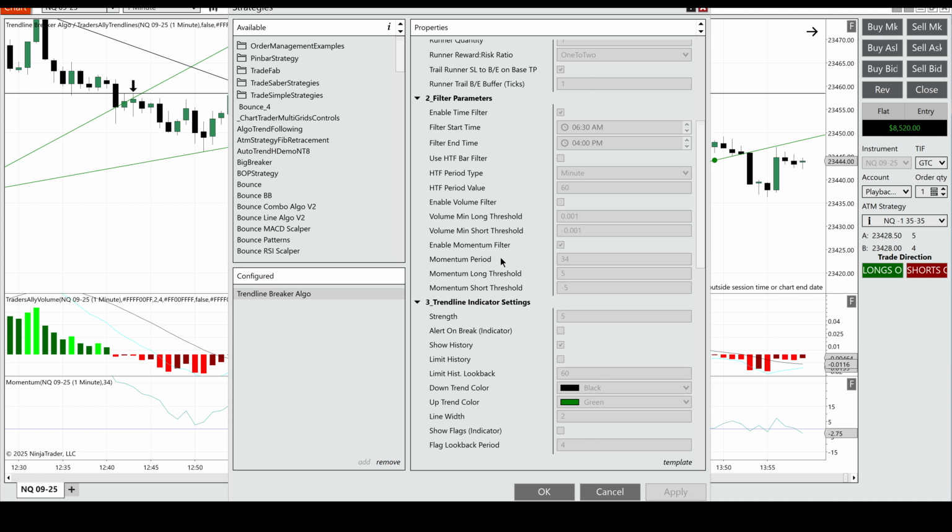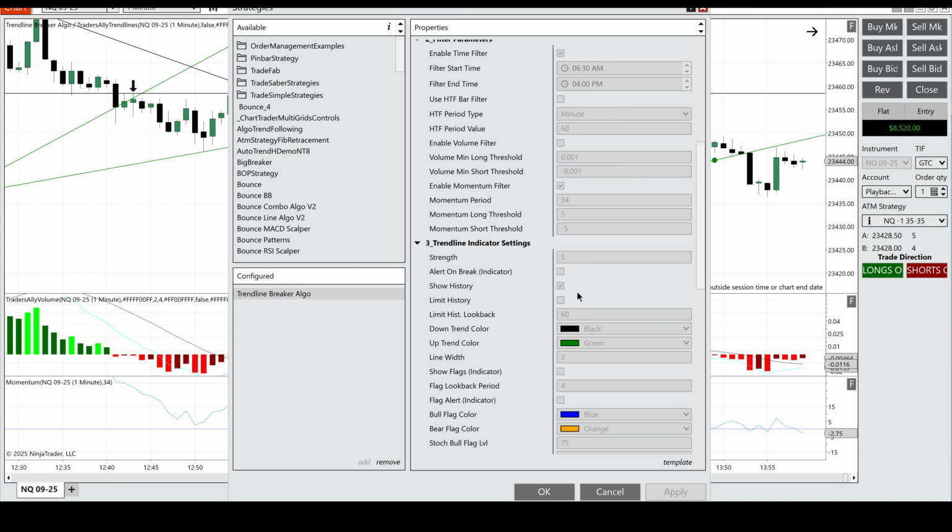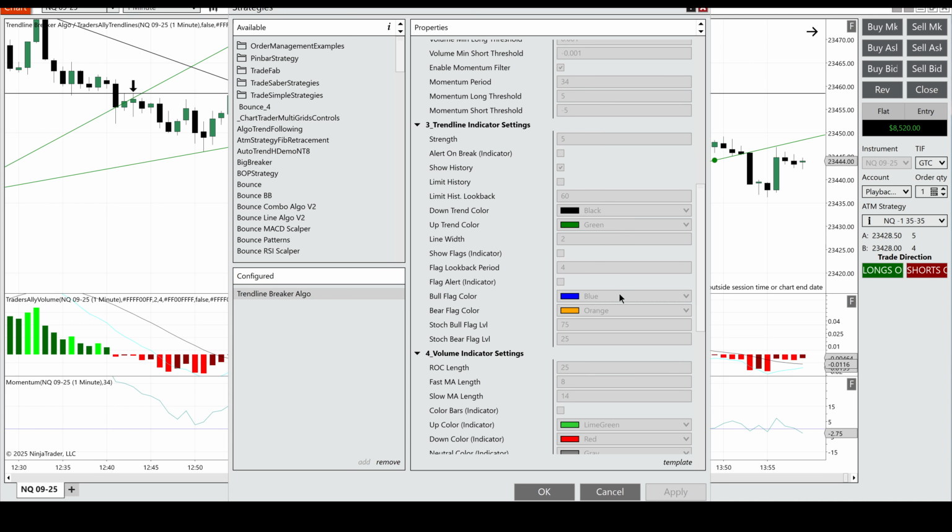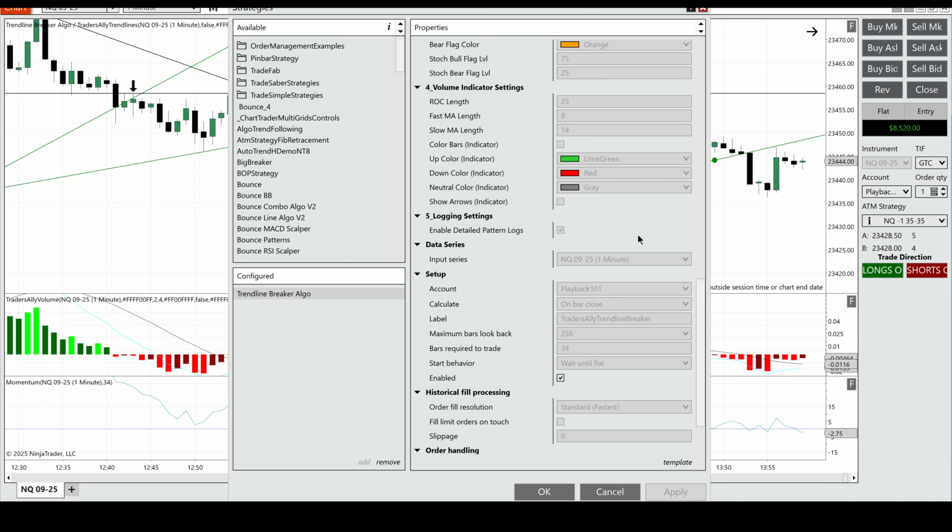But I've added this new momentum indicator. I first tested it with 7 and 14 periods, but I chose 34 period. Basically it shows that on the 1 minute, within the last 30 bars we want to still be in momentum, at least 5, or negative 4 for shorts. I used strength of trend line of 5, and that's pretty much it.